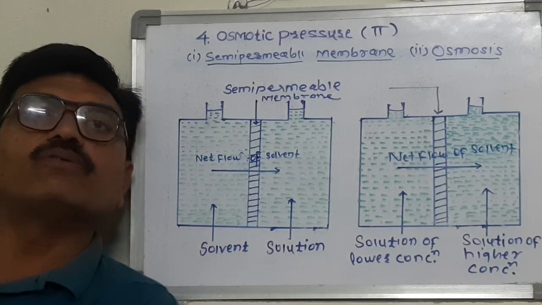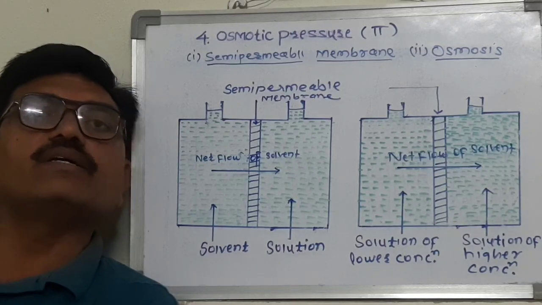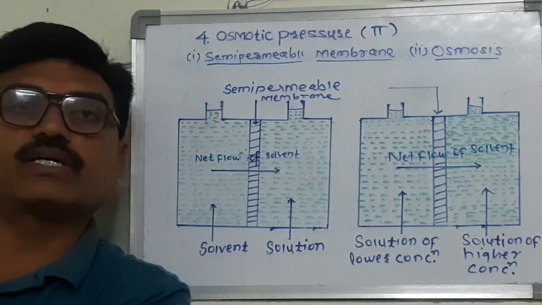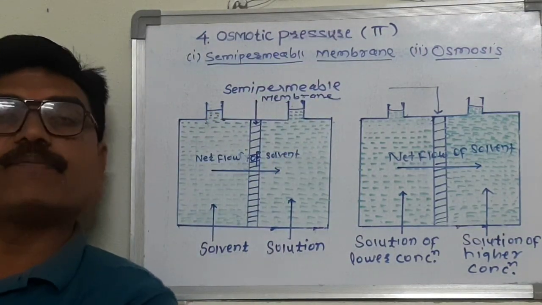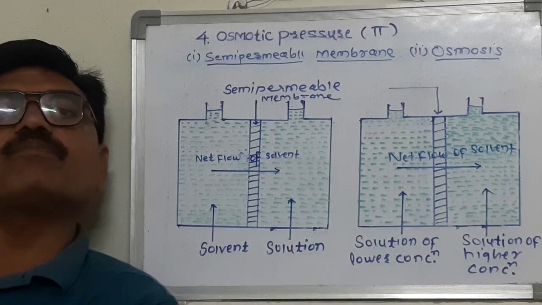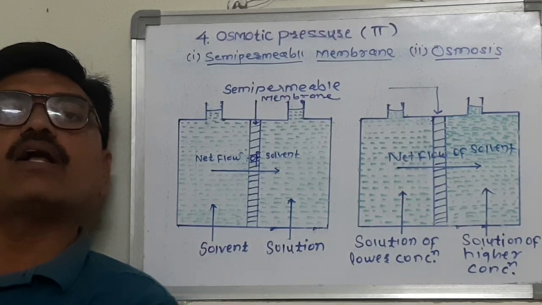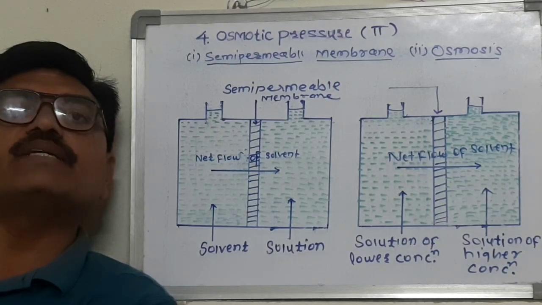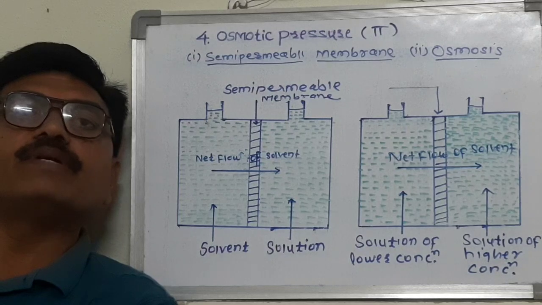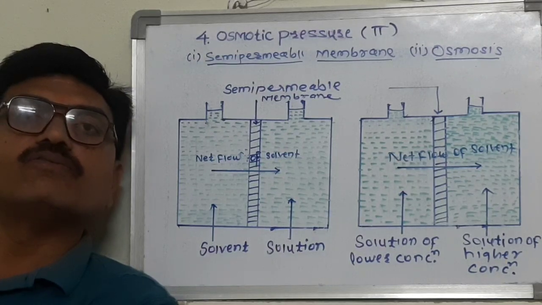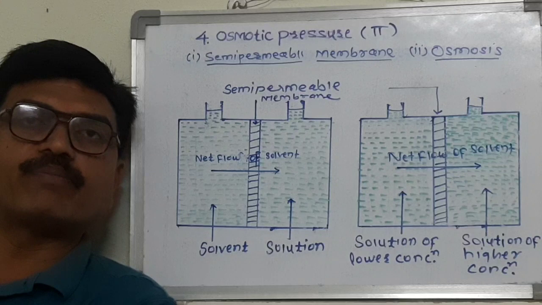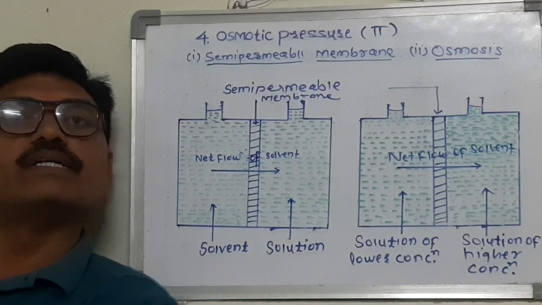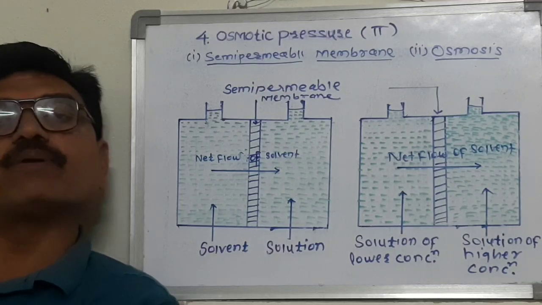In this video, we are going to learn the fourth colligative property, that is the osmotic pressure, which is denoted by the symbol pi. This osmotic pressure varies in a similar way to the elevation in boiling point and depression in freezing point, which depend on the lowering of vapor pressure. In the similar way, osmotic pressure is also dependent on the lowering of vapor pressure.